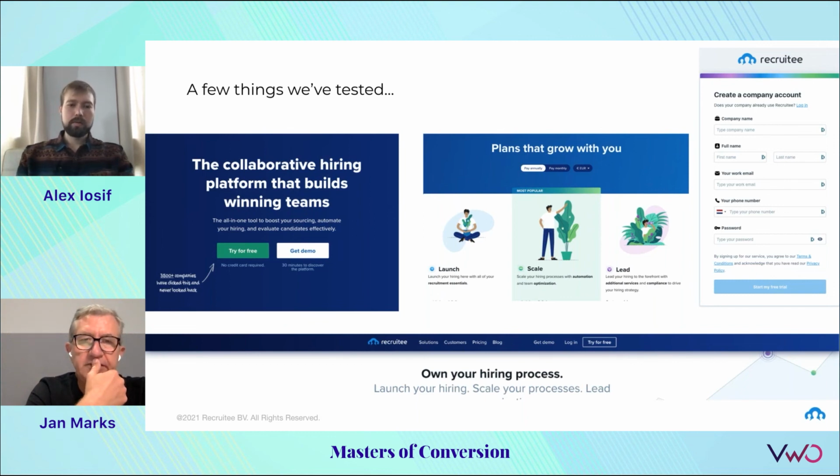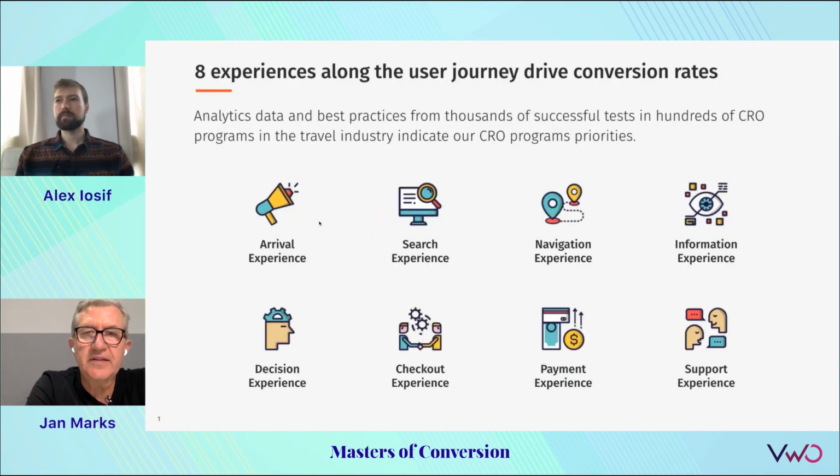Alex, before we move on to some more examples from you, I think we spoke already about the 8 experiences. I think we brought a slide that is, I think, the next. Yes, exactly, this one. When we start looking at a particular scenario and say, okay, what are our priorities? What can we do? How do we start? So what is the structure for our roadmap for testing and optimization? So very often we look at these 8 experiences that we see here.